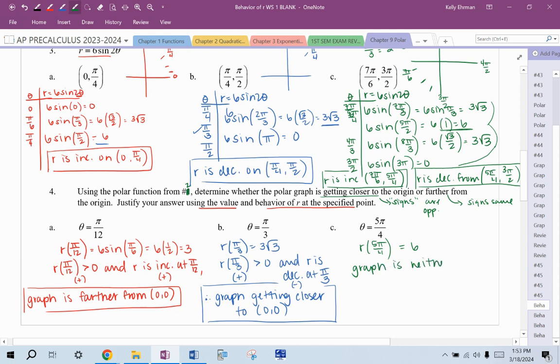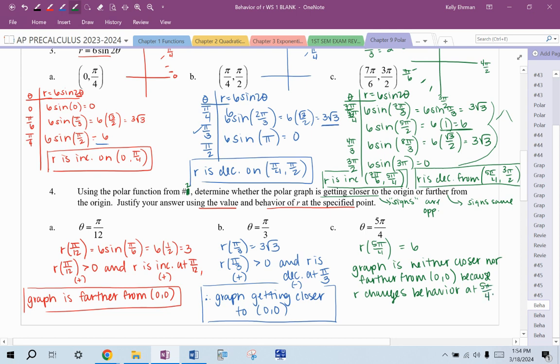So this graph is neither closer nor farther from 0, 0. It's really because the graph goes from increasing to decreasing. We're going to talk about this more tomorrow, but that's where there's a relative maximum. So the graph is neither closer nor farther from 0, 0 because r changes behavior at 5 pi over 4.